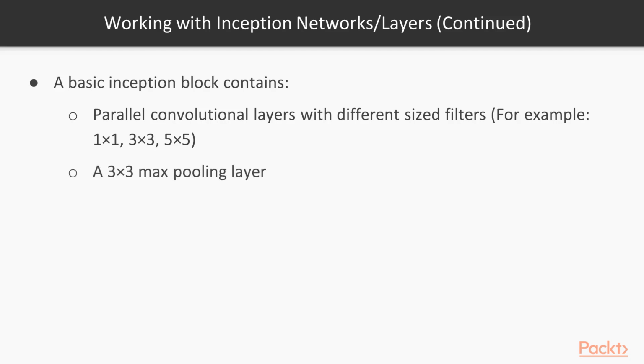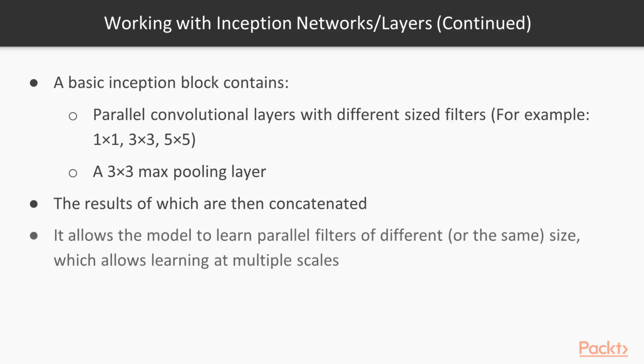So we have 4 different layers inside the basic Inception block, each doing whatever they're doing: a 1x1 convolution, a 3x3 convolution, a 5x5 convolution, or a 3x3 max pooling. The results of these 4 different layers are then concatenated. And what this allows the model to do is to learn parallel filters of different, or potentially the same, size. And so it allows the Inception block as a whole to learn at multiple scales.